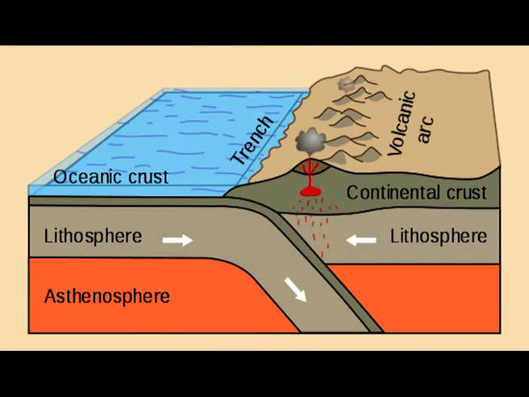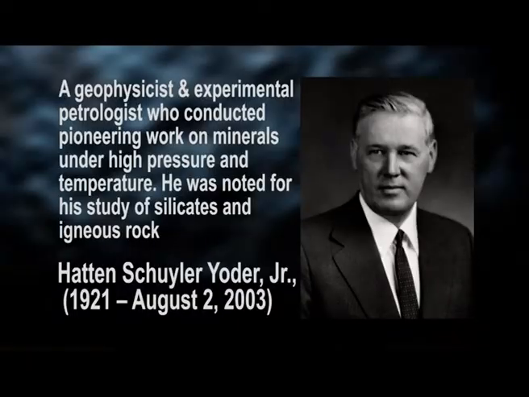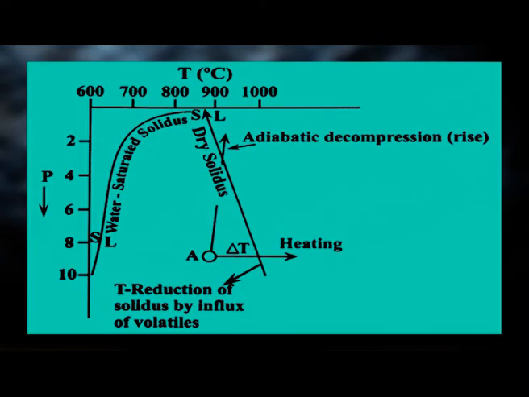Melts of granitic composition can only be generated in the continental crust. Some dozen mechanisms of magma generation have been proposed by Yoder in 1962, but every one is simply a change of pressure, temperature and X, that is composition.